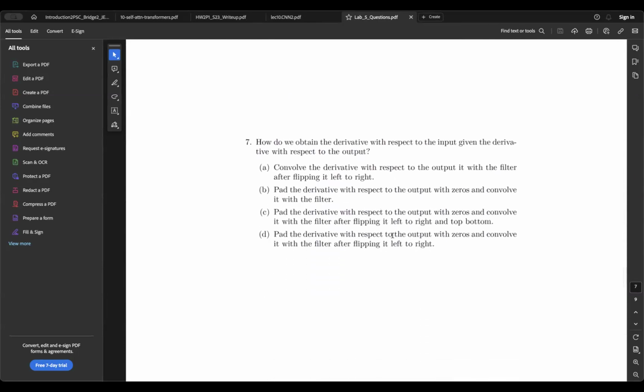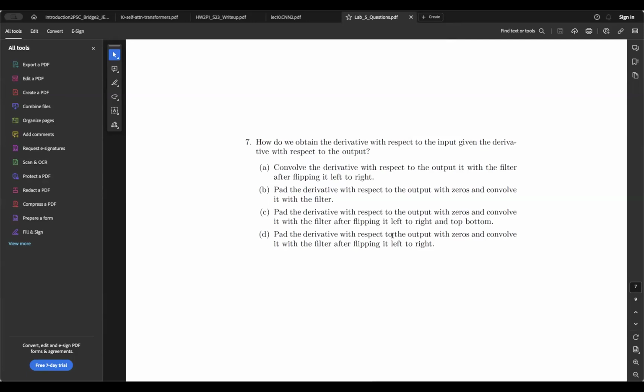So moving on to number 7, which covers some of the stuff we had looked at. Here the question says, how do we obtain the derivative with respect to the input given the derivative with respect to the output? So here we're looking at a convolution. If you have your input image, you're going to apply a filter to that image and obtain the output. Now we are given the derivative with respect to the output, and the question is, how do we compute the derivative with respect to the input?